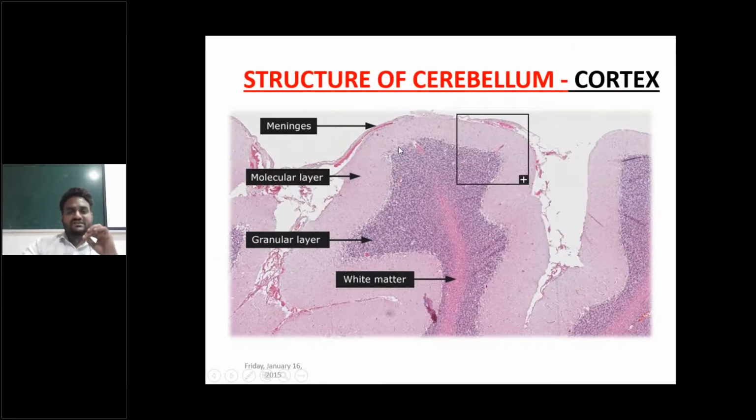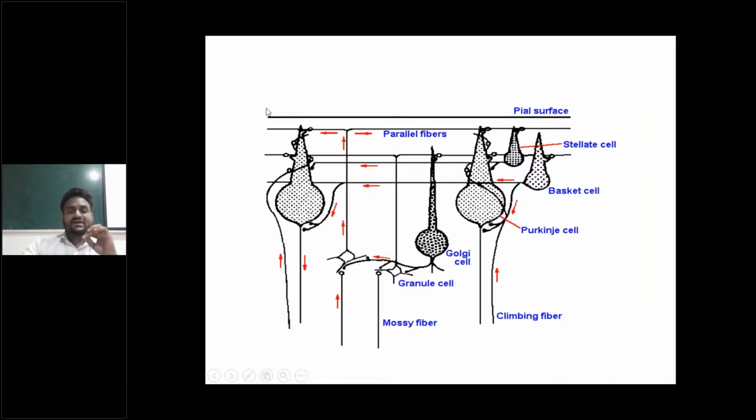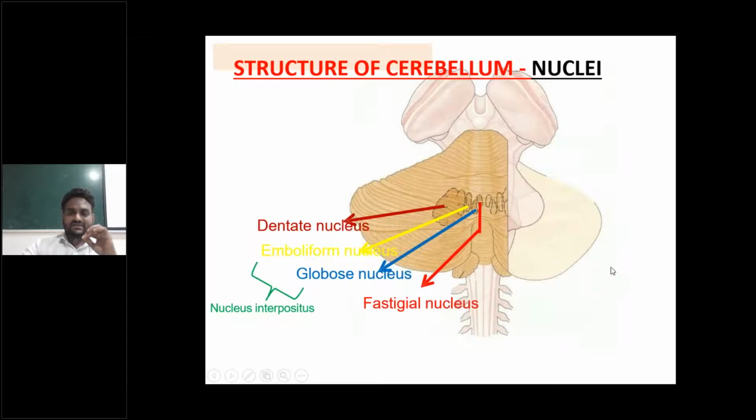In this picture we can see the 3 layers of the cerebellar cortex: molecular, granular, and between them the Purkinje layer. These are the neurons of the cerebellum, 5 in type. Out of 5, the most important one is the Purkinje cells.